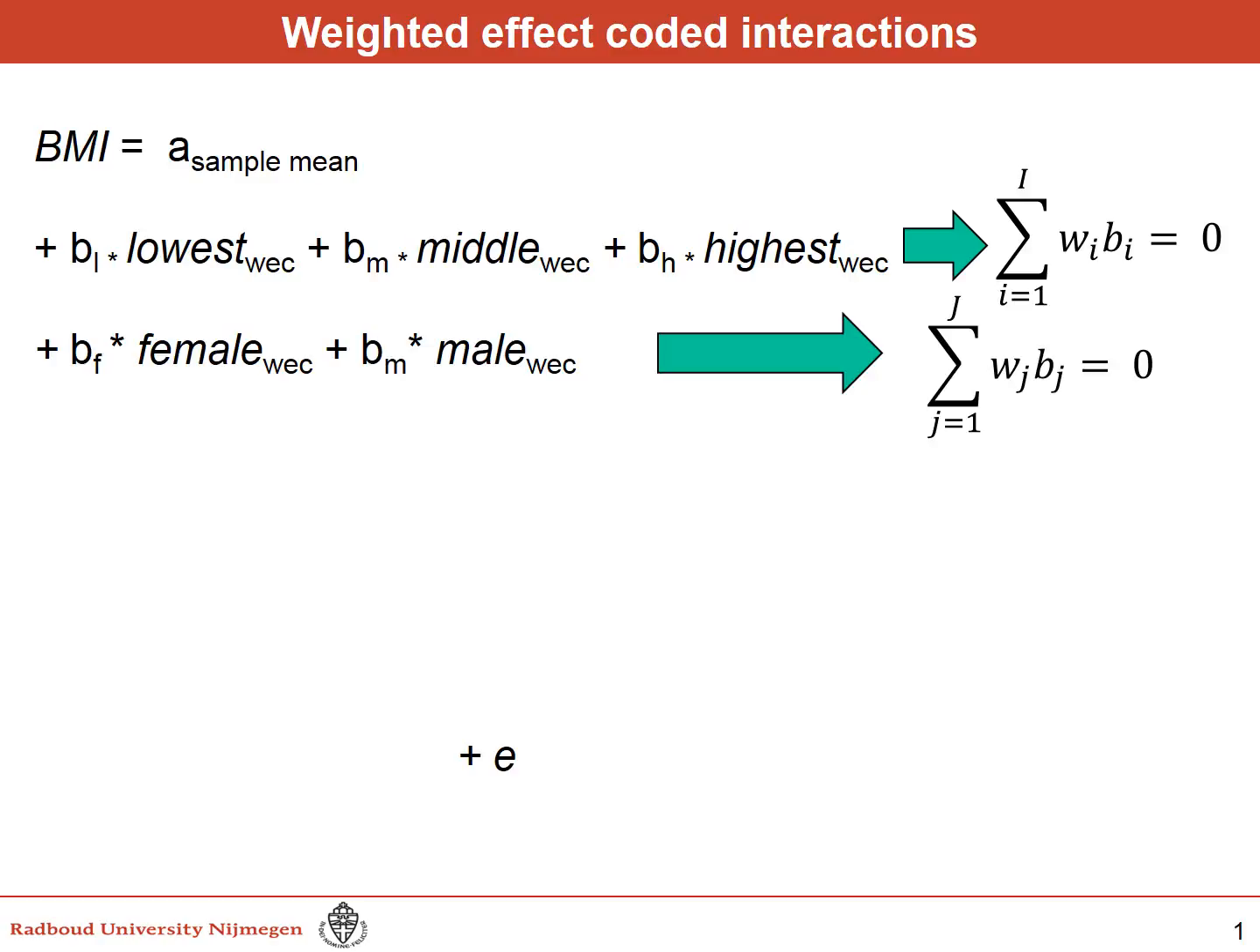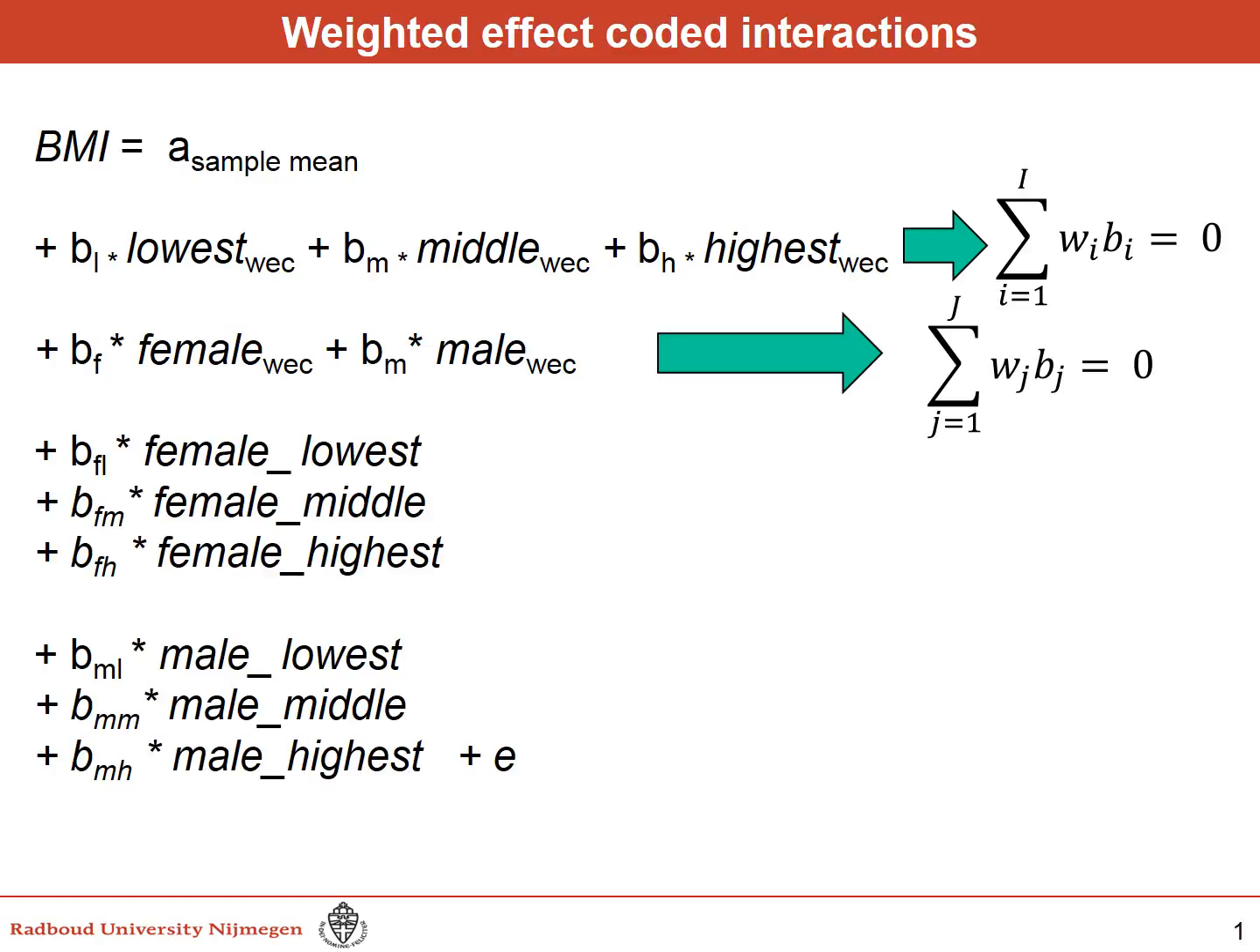And we also have a restriction imposed upon the females and males, also saying that the weighted sum of these B estimates is equal to zero. Okay, that is sort of wrapping up the first part of my presentation. But now we get something new. We also like to include the interactions, and the interactions are between females and lowest, middle, and highest education, and males and lowest, middle, and highest education.